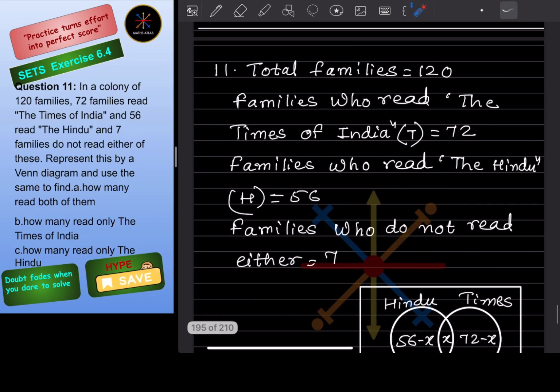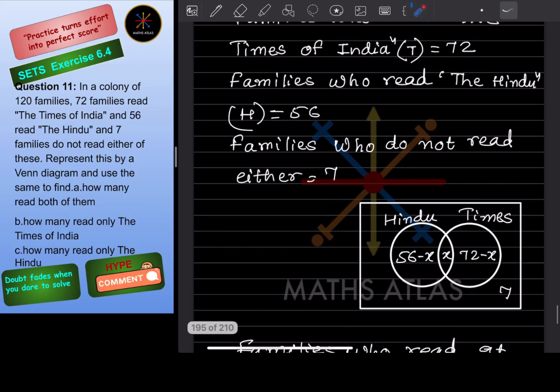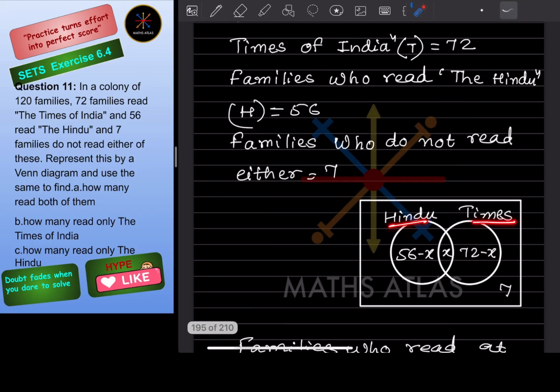Families who read the Times of India, we can consider as T, that is 72. Families who read the Hindu, we can consider as H, which is 56. And the families who do not read either is given as 7. With the help of this, we will write Hindu here, and Times of India here. We don't know the intersection, those who read both of them, so we will consider this as X.